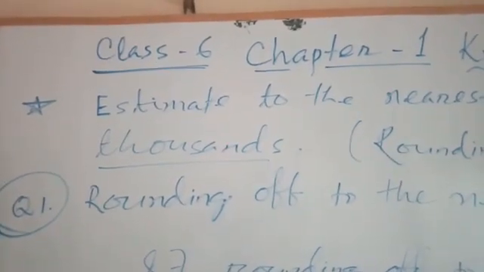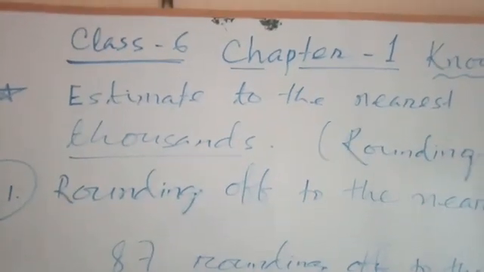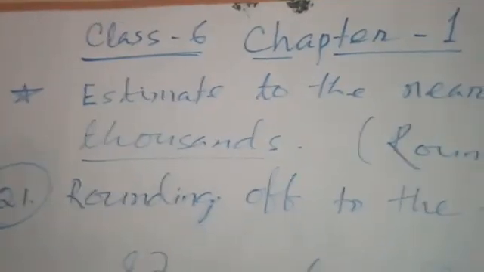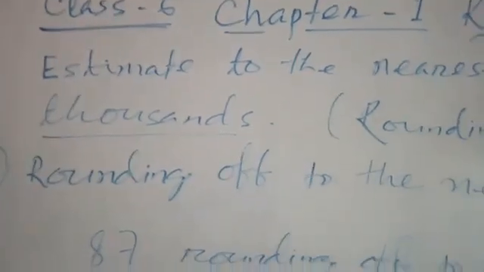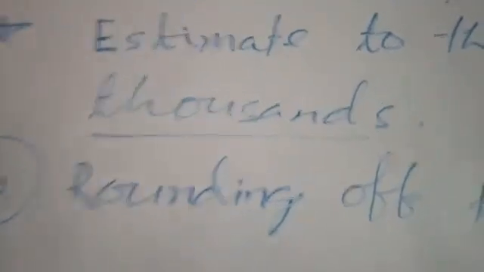This is my second video for class 6 maths chapter 1, knowing our numbers. In the first video, we already became aware of different types of numbers like natural numbers, whole numbers, etc. In this video, we will read about estimating to the nearest tens, hundreds and thousands.